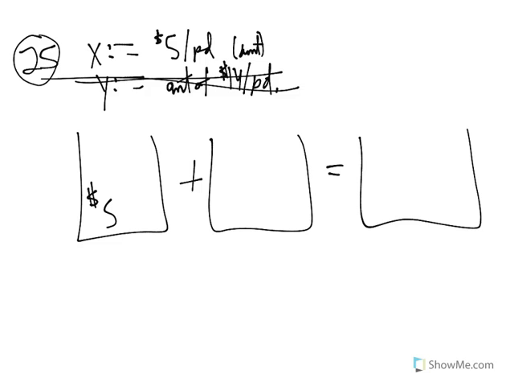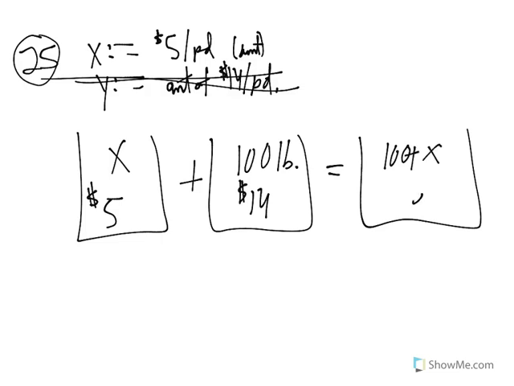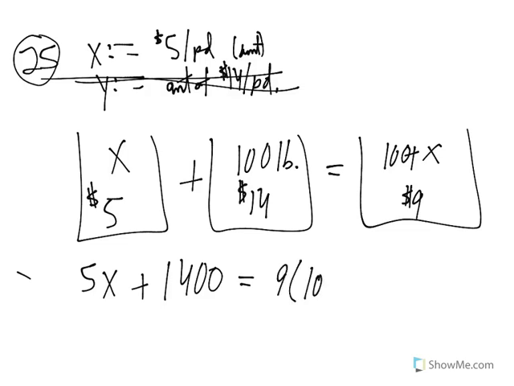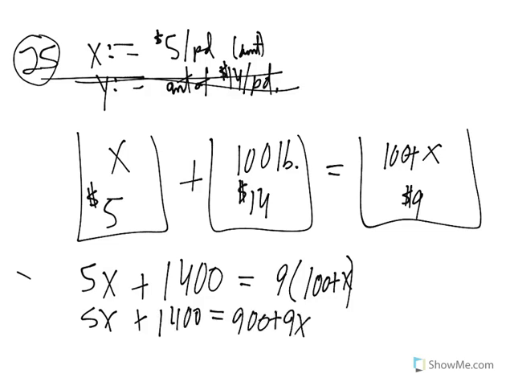You've got $5 per pound coffee. We don't know how much of that we're going to use. Plus 100 pounds of this $14 coffee to get 100 plus X pounds of $9 per pound coffee. Alright. You multiply these numbers vertically and it turns into the equation you need. 5 times X plus 100 times 14 is 1400 equals 9 times 100 plus X. So 5X plus 1400 equals 900 plus 9X.